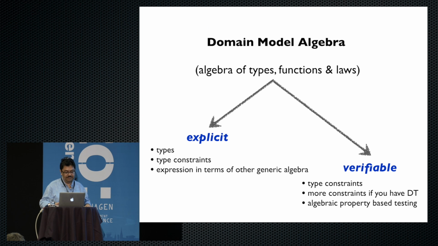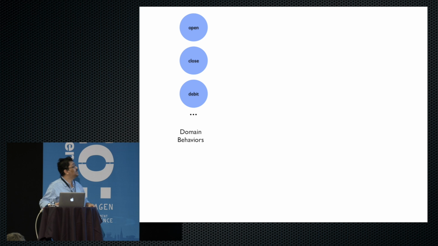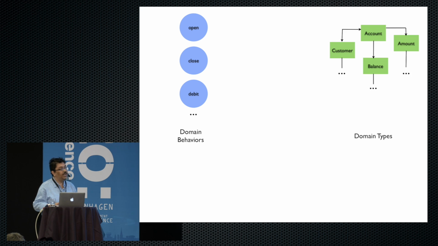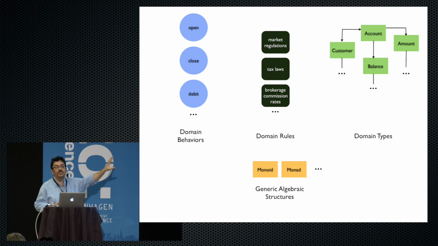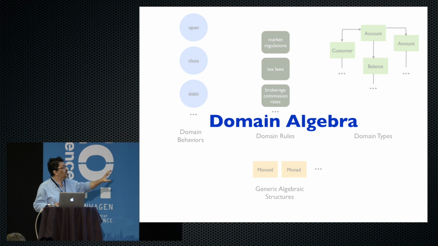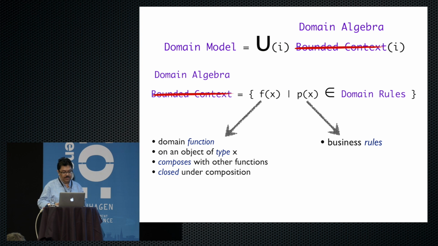So, making the algebra explicit and verifiable is what we should try to achieve when we think of a robust domain model design. So, summarizing once again, we have a set of domain behaviors, we have a set of domain types, we have a set of domain rules, and we will see that we can express some part of our domain algebra in terms of already existing verified algebraic structures like monoids and monads, and there are a lot of others. And all of these form part of our domain algebra. So, now we refine our definition. We can say that the domain model is now a union of a collection of domain algebras, and the rest of the definitions stay the same.